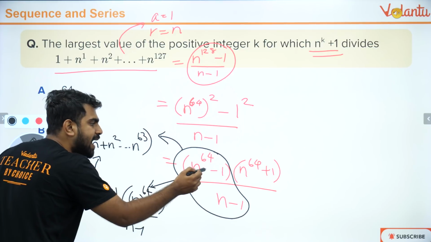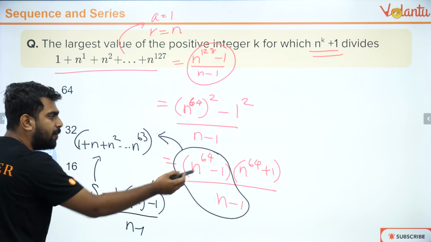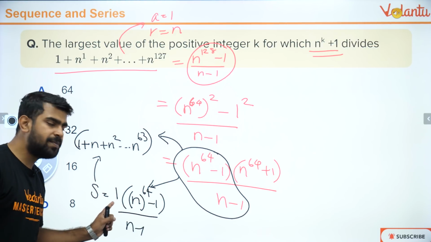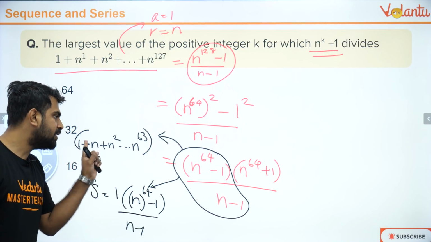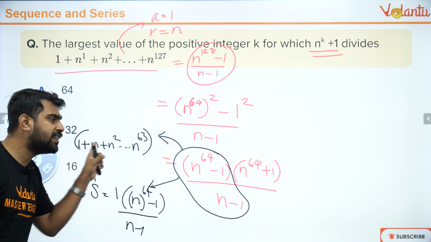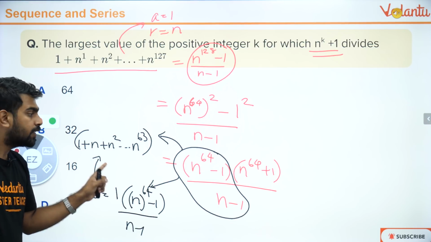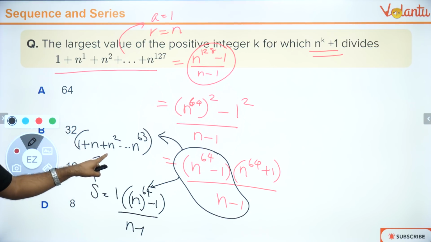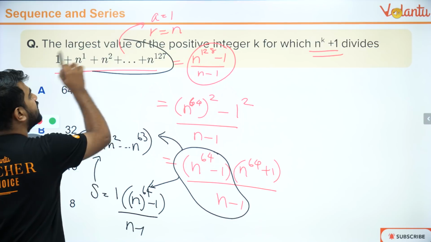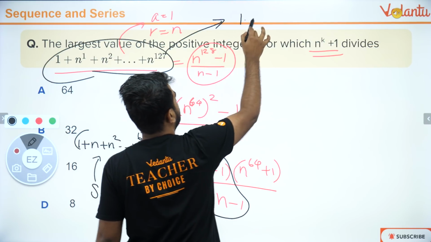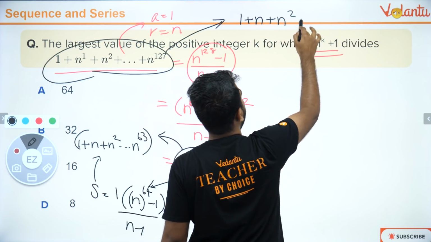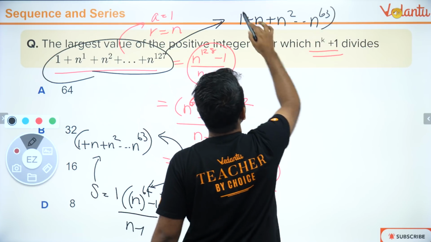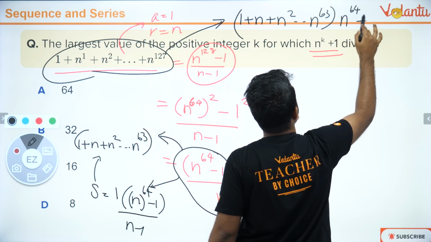Because it looks exactly like the sum of n terms of a GP formula, whose first term is 1, whose common ratio is n, and which has 64 terms in totality. So this can be written in this fashion. So this entire expression can now be reduced as (1 plus n square all the way up to n power 63) into (n to the power 64 plus 1).